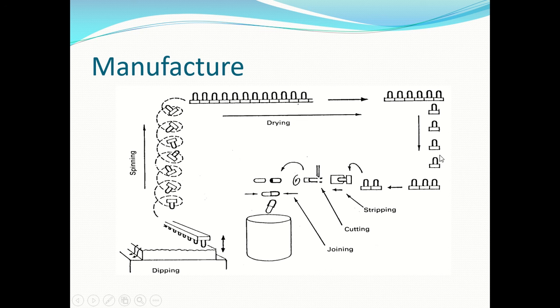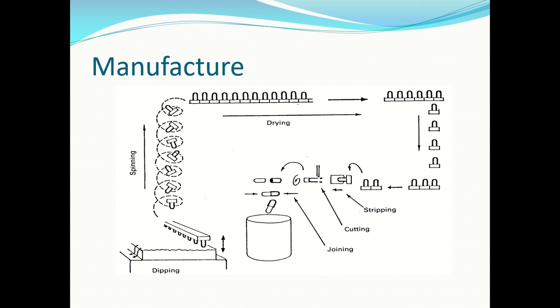Once it is dried, the stripping process takes place, and the shells are removed from the pins. Then cutting takes place, one part cut into body and another into cap. They are separated and then rejoined, and finally the capsule shell prepared from the gelatin is produced. This is the simple way the hard gelatin capsule shell is formed.